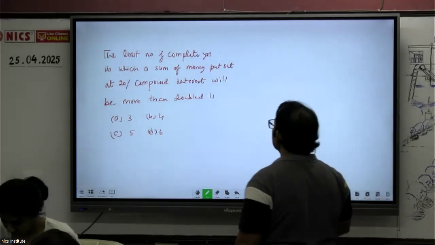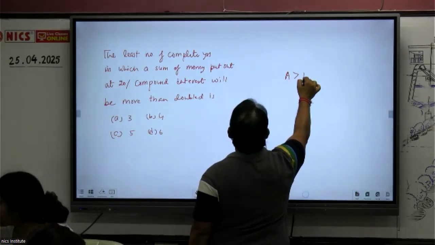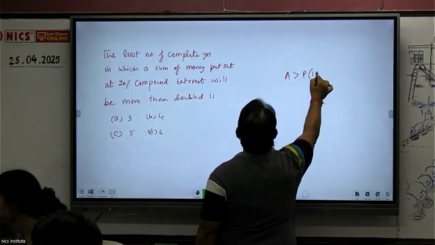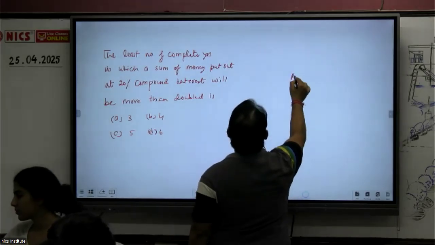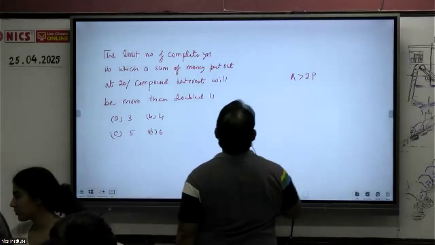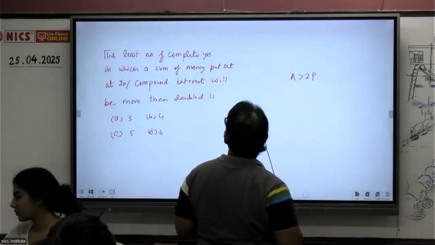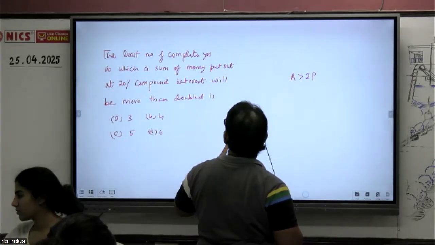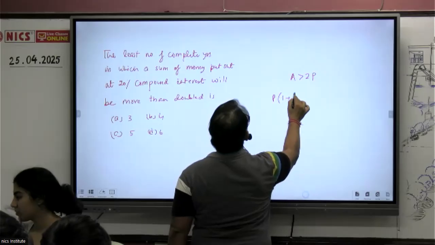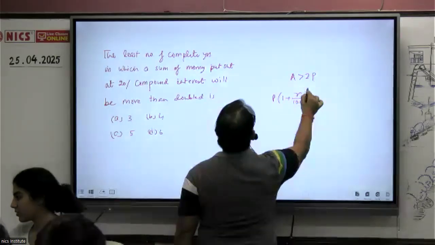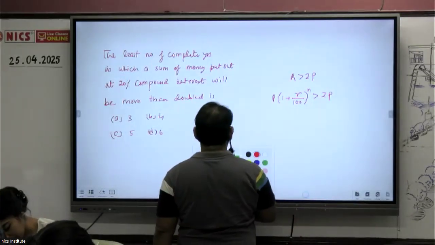So amount is more than doubled. So what is the equation? Amount is more than double of the principal. Amount is more than 2 times the principal. The sum of money put out is more than double, right? And what is A? A is P into 1 plus R by 100 to the power n, which is more than 2P.